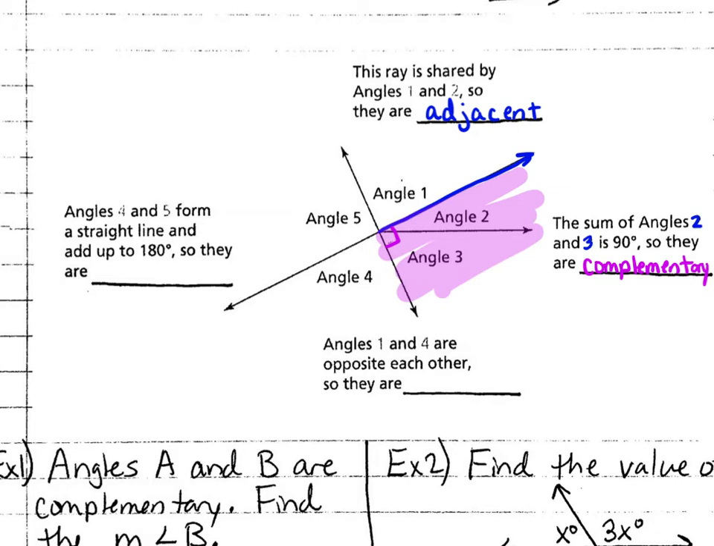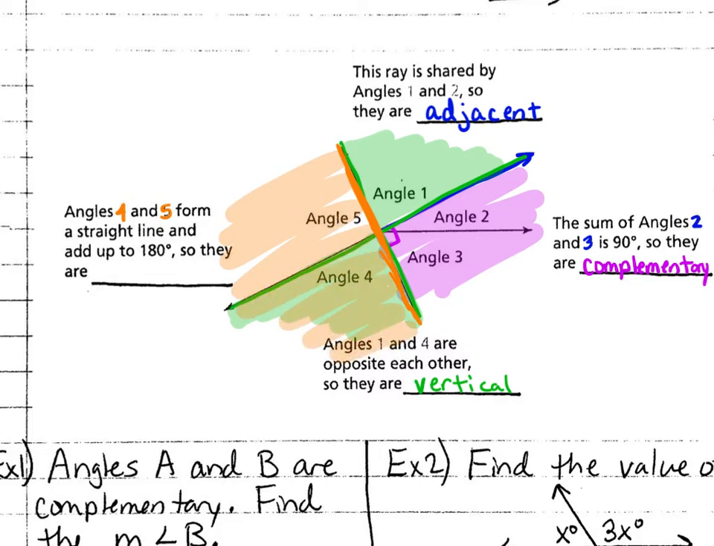Now, at the bottom of this page, we see that angles 1 and 4 are opposite of each other. So we have angle 1 here, and we have angle 4. And they are opposites. They're formed by two lines that cross, and they're on opposite portions of those two lines. So these are called vertical angles. Then angles 4 and 5 form a straight line that adds up to 180 degrees. We see that right here. And everything on that side of that line is what angles 4 and 5 are made up of. Since they add up to 180 degrees, they're called supplementary angles.